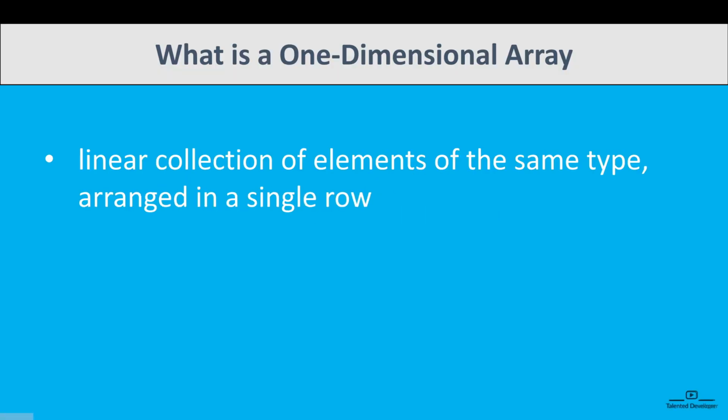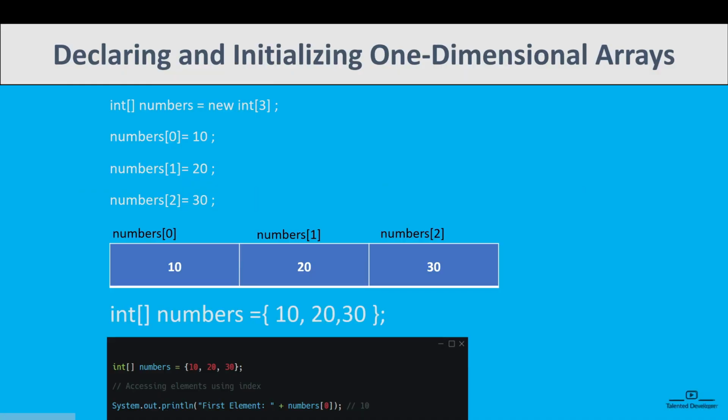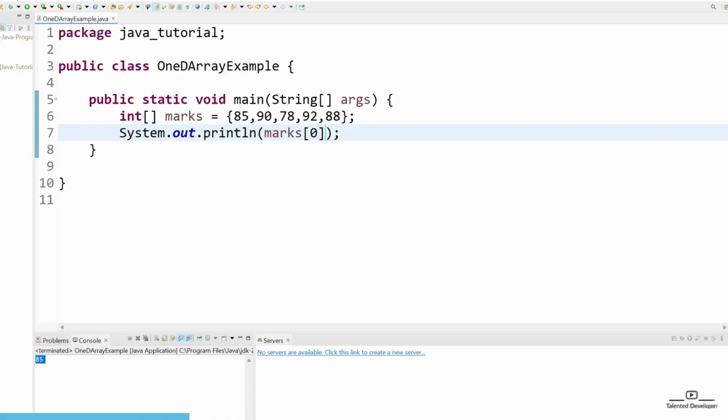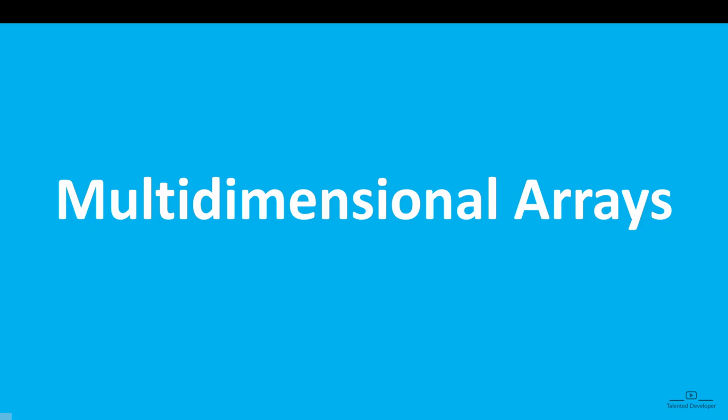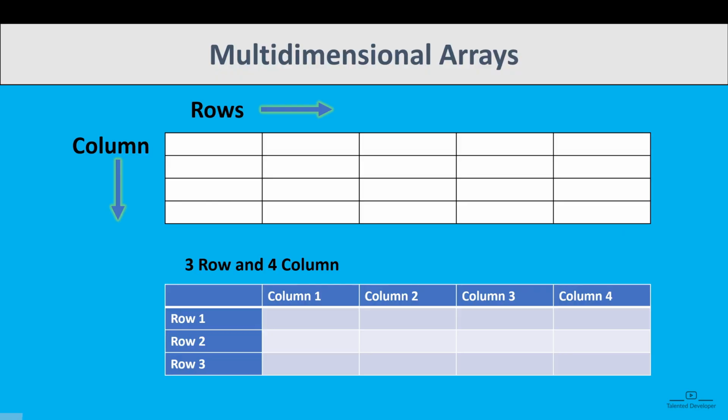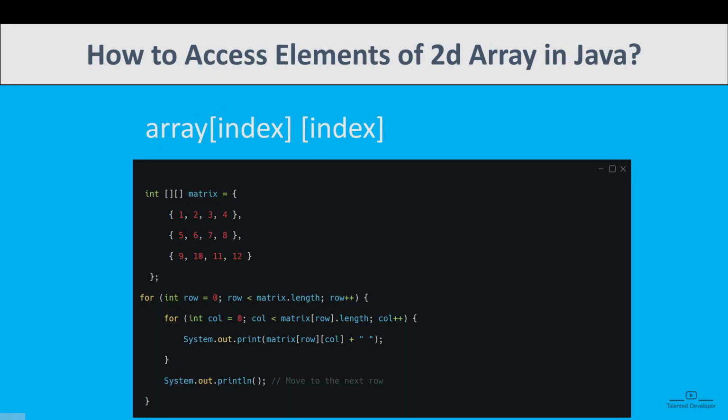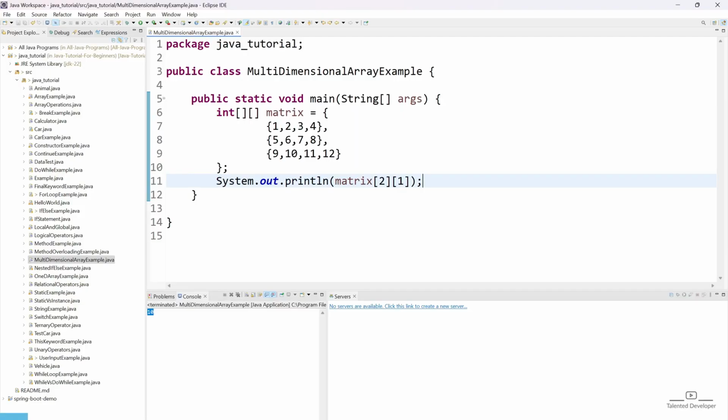In the last video, we covered one-dimensional arrays and saw how they help us store data in a linear way. But what if we need to organize data in rows and columns like a table or matrix? That's where multidimensional arrays come in. Today we are going to learn about multidimensional arrays in Java. We'll understand how they work and we'll go through some examples.